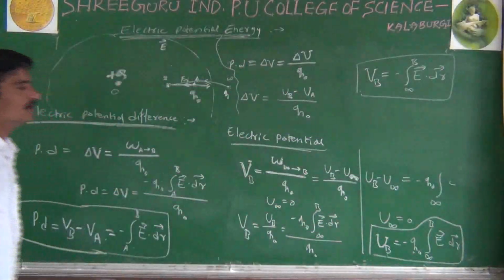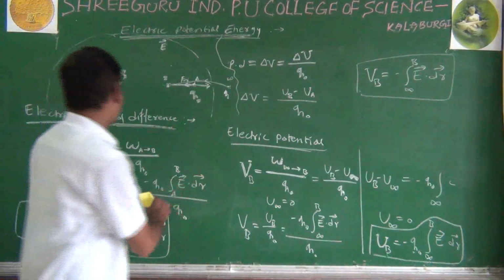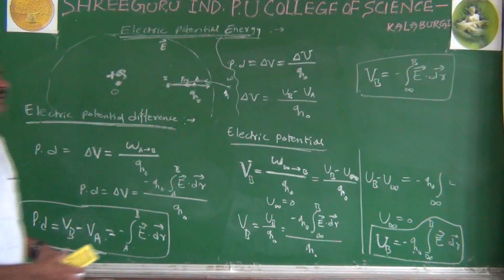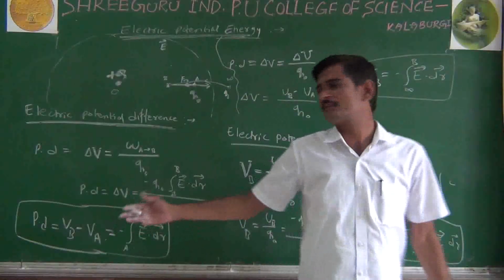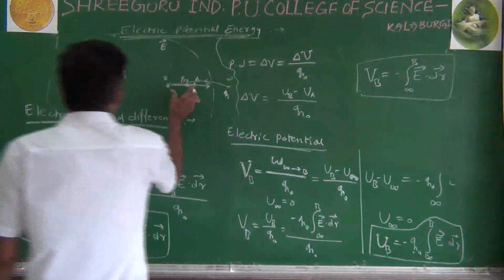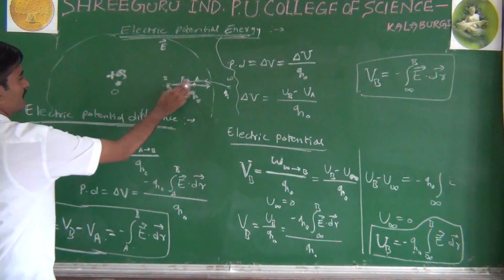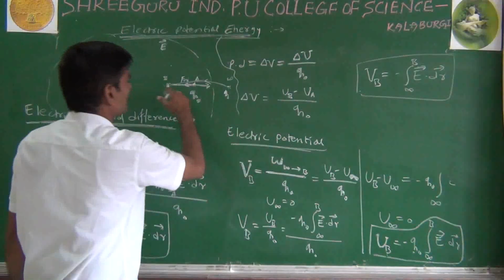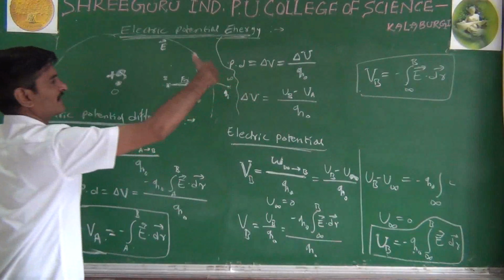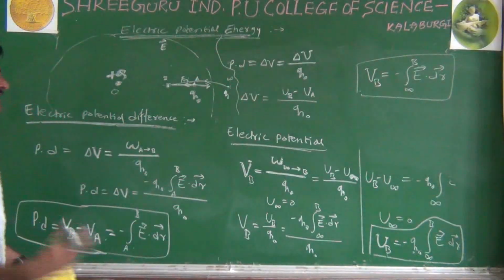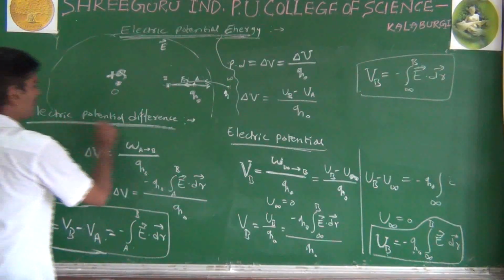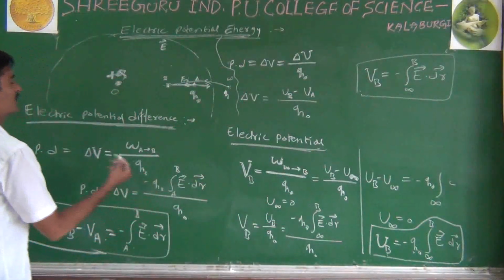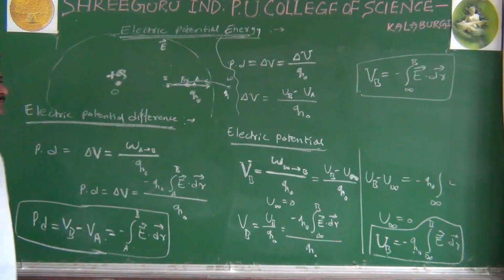Now this electric potential or potential difference is a scalar quantity. The electric potential and potential difference are the same. The only difference is that potential difference is defined for two points in the electric field, and electric potential at a point is defined with respect to infinity. Actually, we define only electric potential difference, and we get the idea of electric potential from electric potential difference.